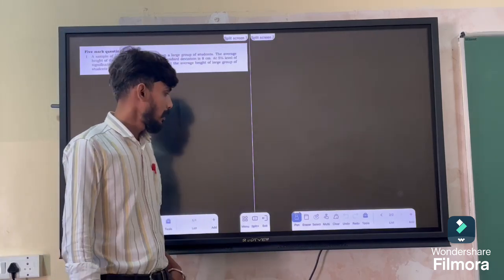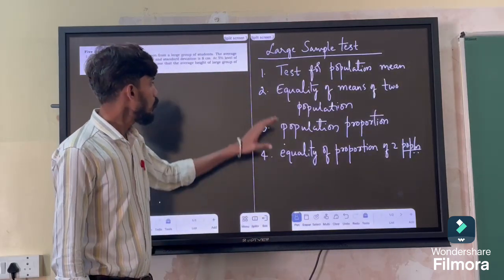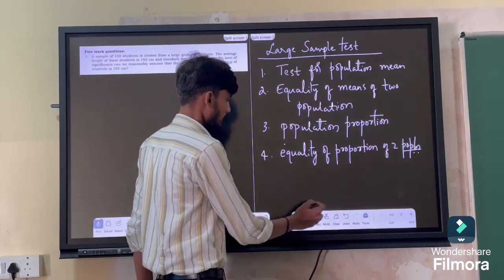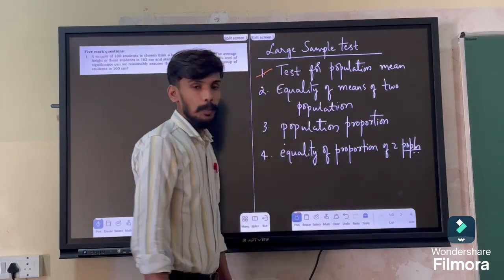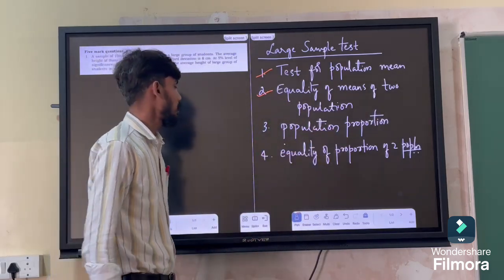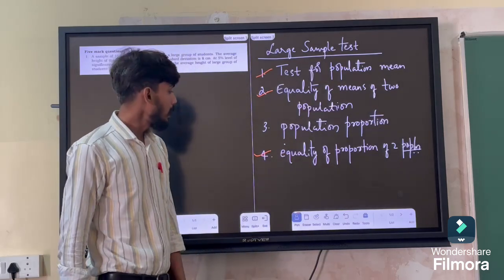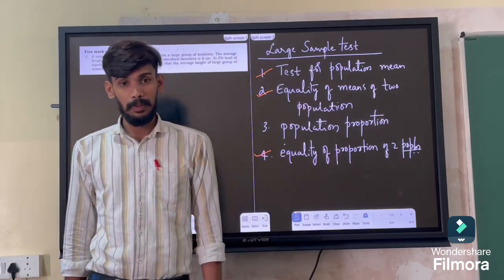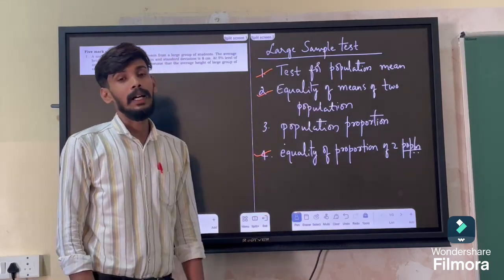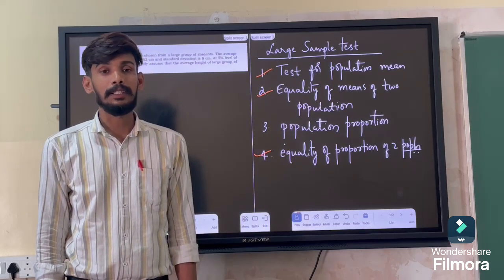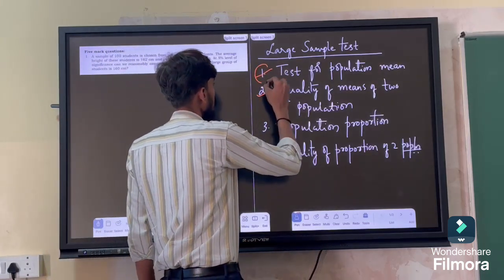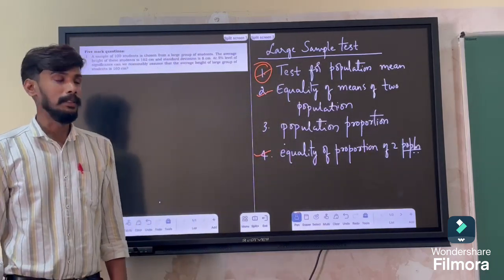Large sample test, where you are going to have 4 different kinds of tests. Number 1, test for population mean; number 2, test for equality of means of populations. Number 3, test for population proportion, and test for equality of proportion of 2 different populations. From the point of examination of these, you are going to have one question from section C. So in that context, now we are going to discuss the test for population mean.